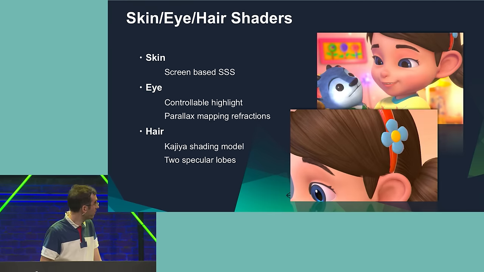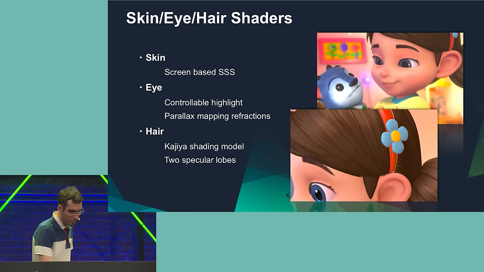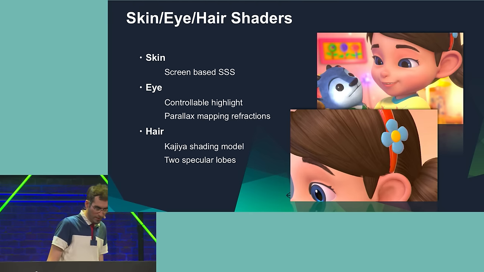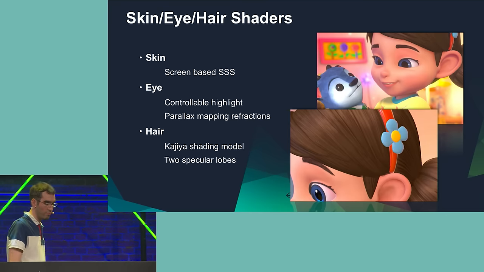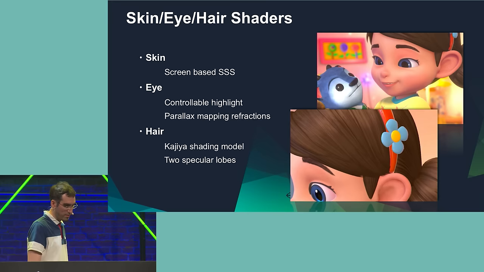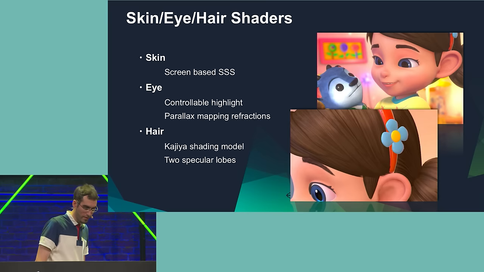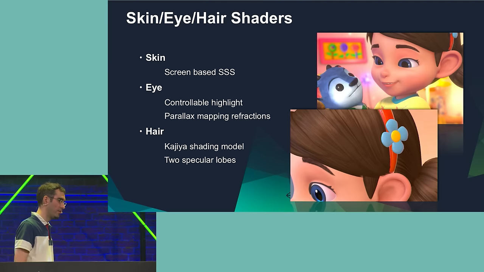For the characters, we have a set of skin, eye, hair shaders that are all also, I think, pretty standard. Again, we wanted to have more control, mostly. So the skin is just screen-space SSS. The eye, we use parallax mapping to get a bit of depth in the refraction. Hair shader is based on the Kajiya model, which is also pretty standard. Two specular lobes. We get the anisotropic effect using the Unity surface shader custom lighting model.